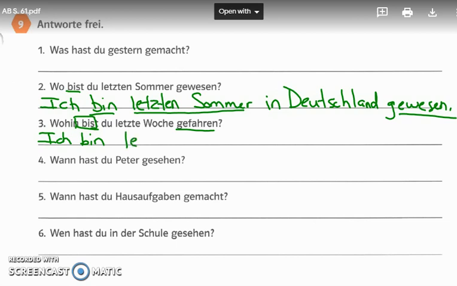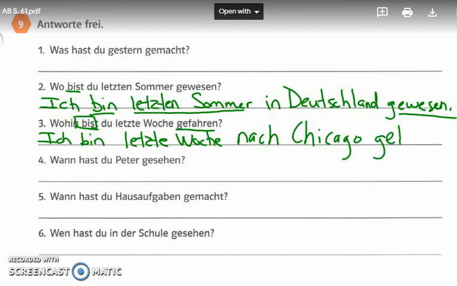Ich bin, now our time statement. Letzte Woche. Now, when we want to drive someplace, we're going to use the word nach, N-A-C-H, if we're going to a geographic location, like a city or a country. We would use the word zu if we're going to smaller destinations. Ich bin letzte Woche, let's say, nach Chicago gefahren. So I chose a geographic location, so I would use nach.